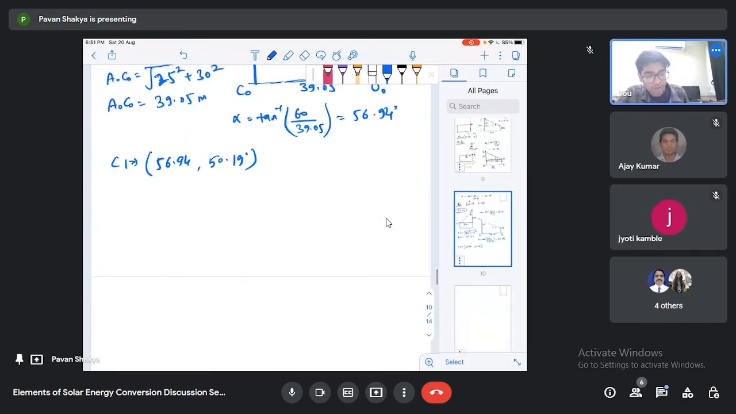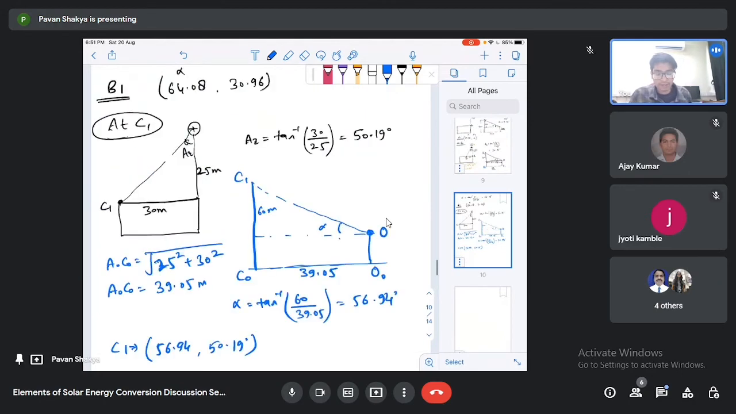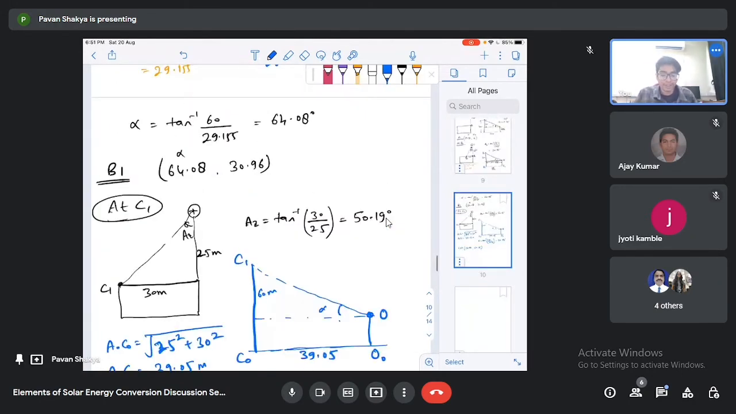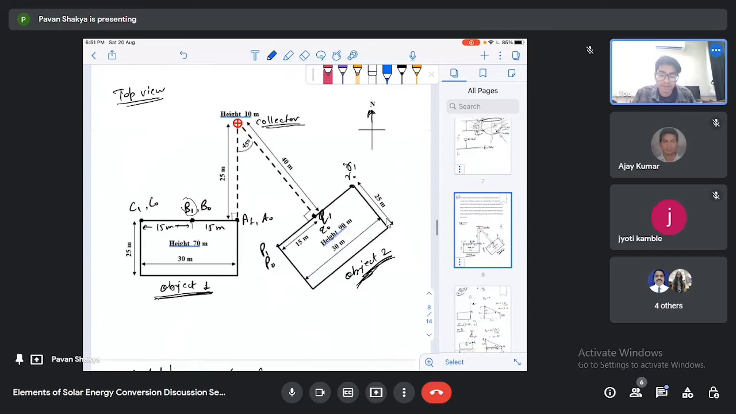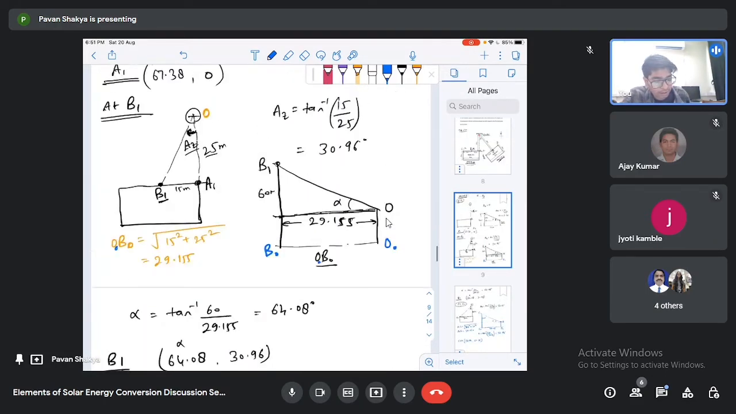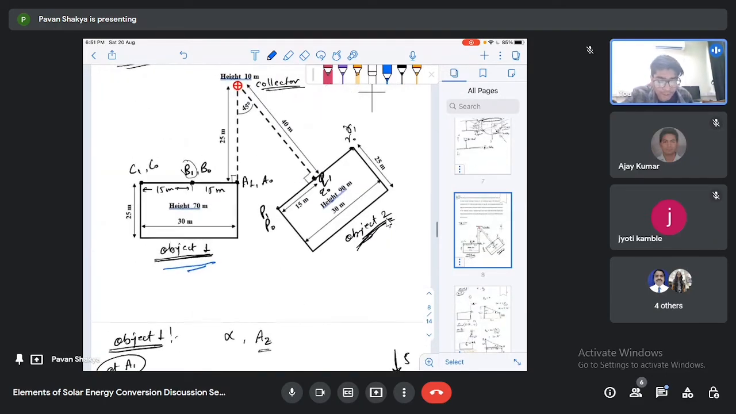Okay, now I have calculated all the alpha and azimuth values for object 1. As we know that we have to solve it for both the buildings, so the similar process that I have done for object 1 we have to do for object 2. I have shown already that I have taken 3 points, P1, Q1, R1 on this building at the top side, and P0, Q0, R0 are the projections of these points on the horizontal plane.